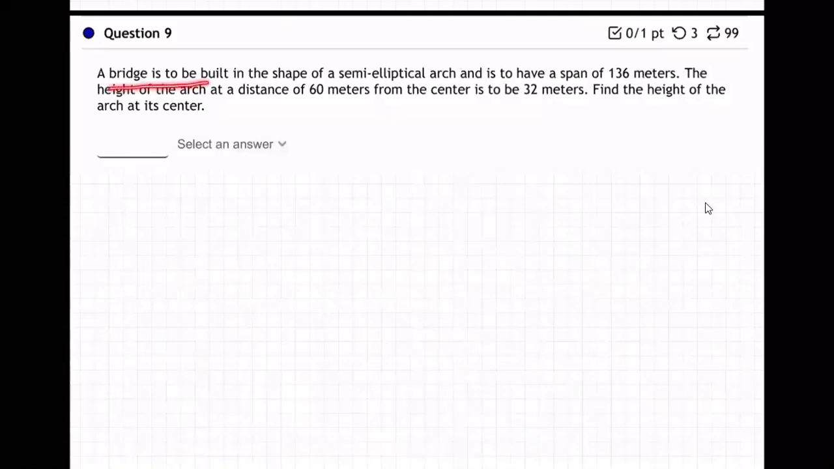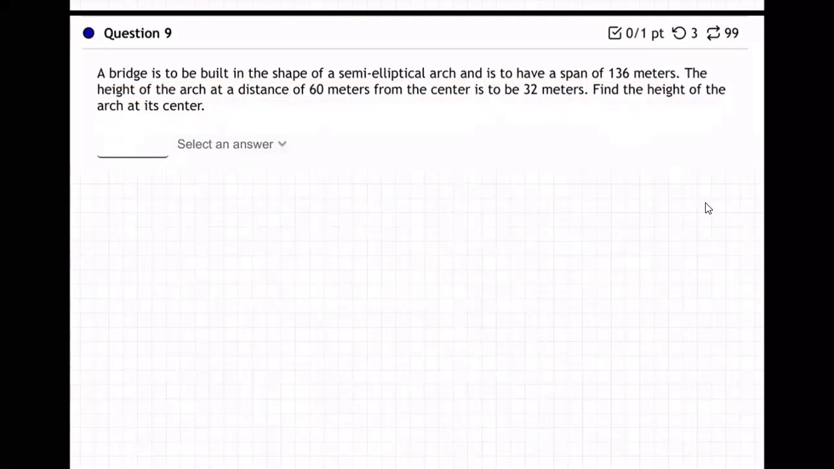Okay, a bridge is to be built in the shape of a semi-elliptical arch and is to have a span of 136 meters. The height of the arch at a distance of 60 meters from the center is to be 32 meters. Find the height of the arch at its center. What in the world? Well, you know what we want to do on this one?